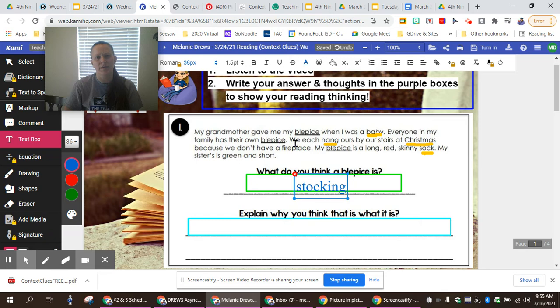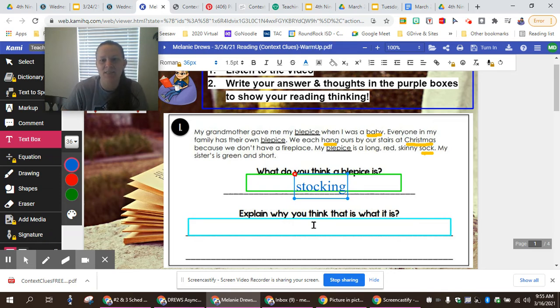My grandmother gave me my stocking when I was a baby. Everyone in my family has their own stocking. We hang ours by our stairs at Christmas because we don't have a fireplace. My stocking is a long, red, shiny sock. My sister's is green and short. Okay, so yeah.